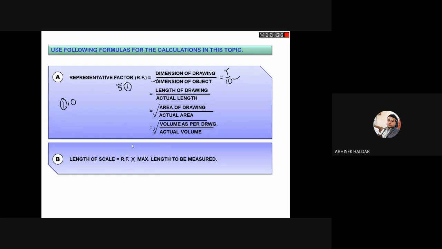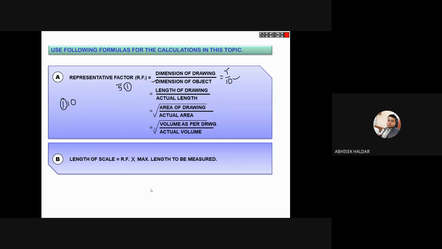It is the RF that you have calculated right now, multiplied by the maximum length to be measured. Each and every scale has some limit. For example, if it is a small scale, it may just measure up to 15 centimeters, not beyond that. So that is the maximum length to be measured. That maximum limit will also be given in the problem, and if you multiply RF into that value, you will get the length of scale. These two equations are clear or not? Yes, sir. I'll show the application of these two equations in a particular problem, but you have to know them. These two equations will be required for solving the scale problems.